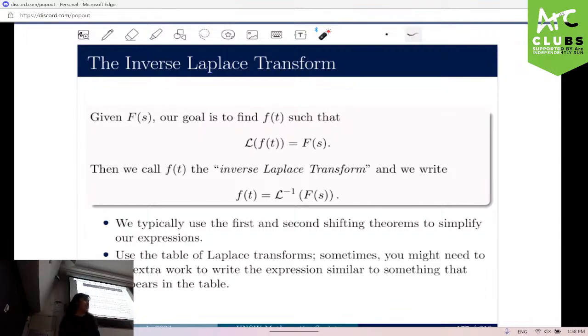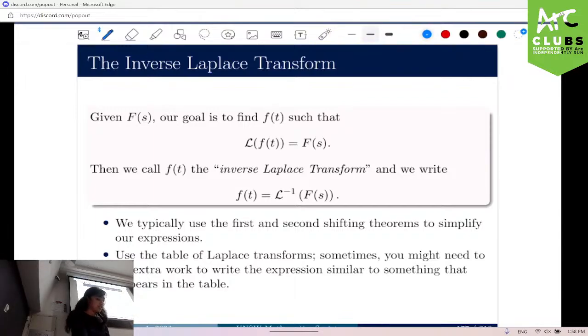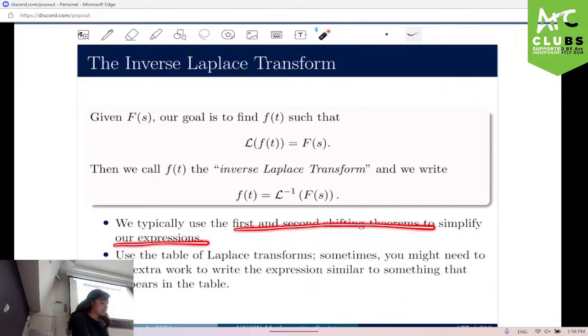So the beauty of Laplace is that it's invertible. It's reversible, not invertible, sorry. Yes, so where would this be useful? We are about to find out. So we typically use the first and second shifting theorems to simplify our expression. Sometimes they'll give you a big function and you go, oh, this looks like it's from the second shifting theorem, or it looks like we're going to use the first shifting theorem, and then use it to simplify it, and then you find the inverse of it.